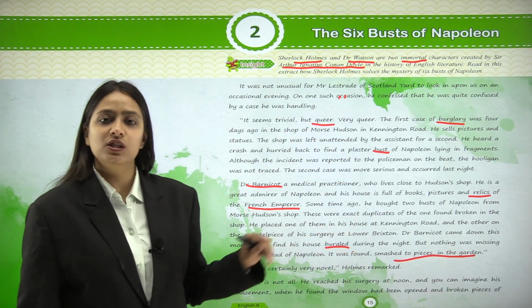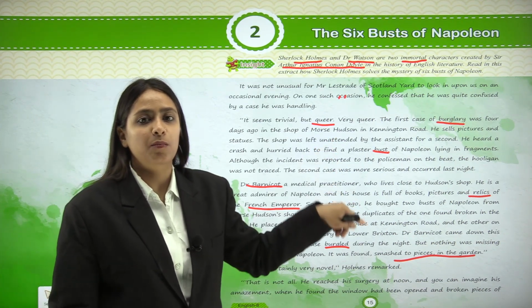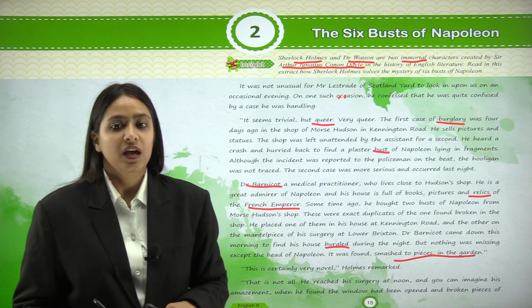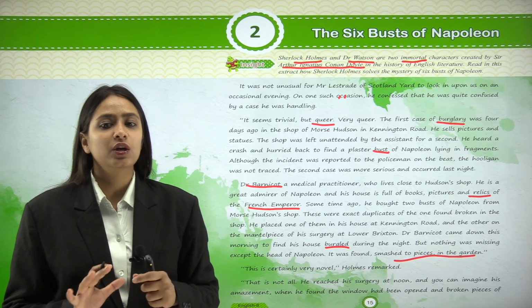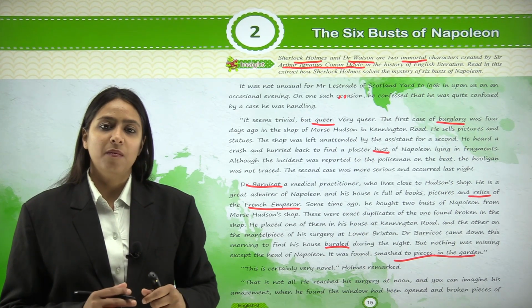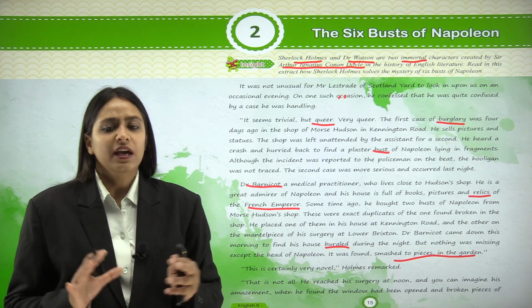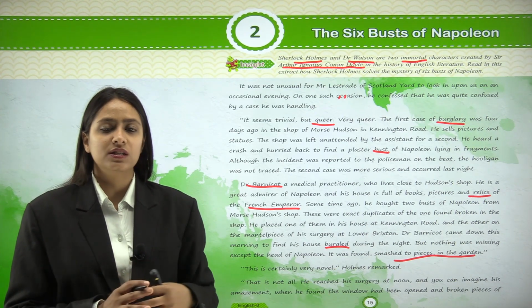So in the second case also, the bust of Napoleon, or the statue of Napoleon, was found broken in the garden. This is certainly very novel, Holmes remarked. So now Sherlock Holmes, the famous detective, is saying this is very novel, this is very strange.